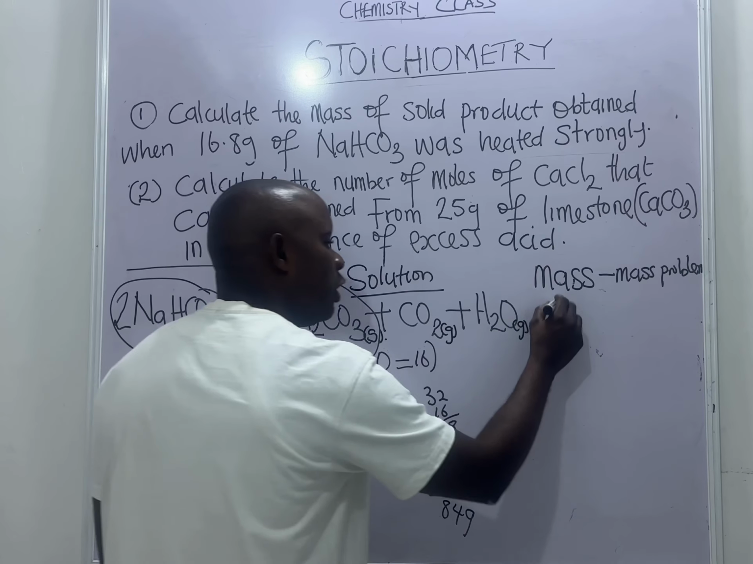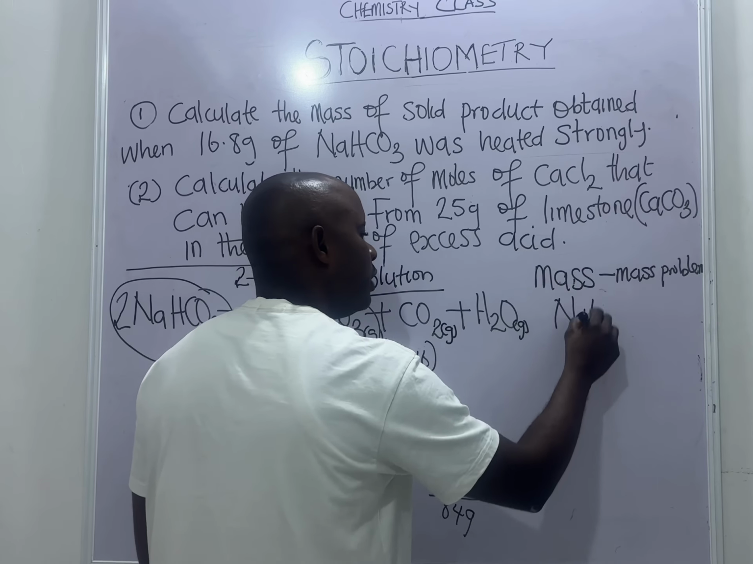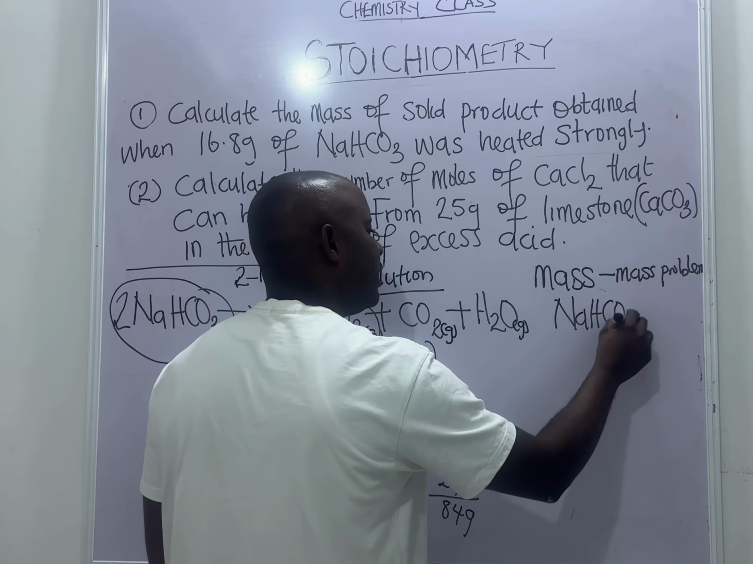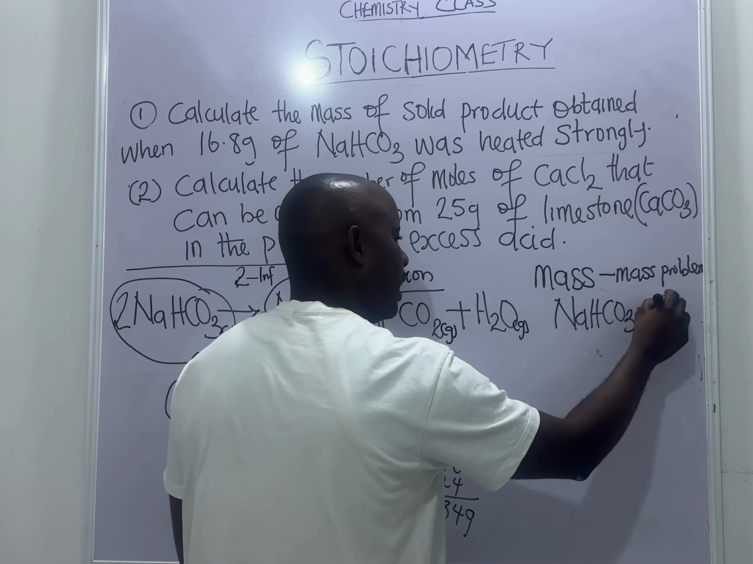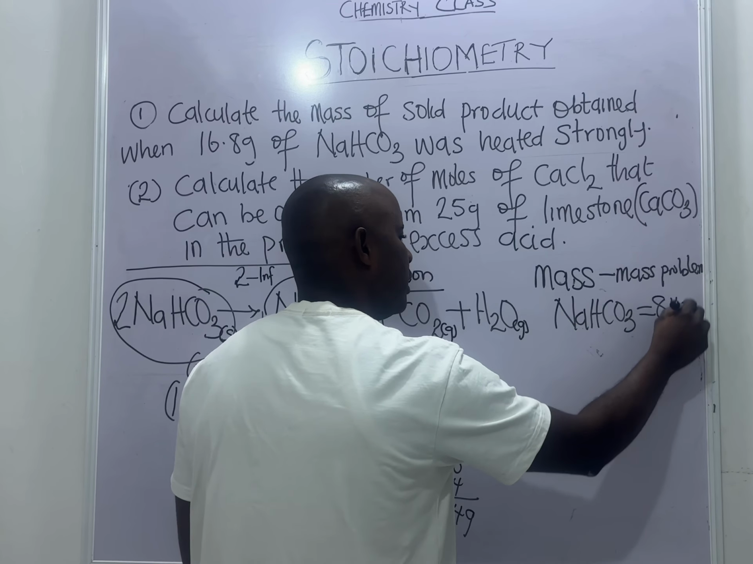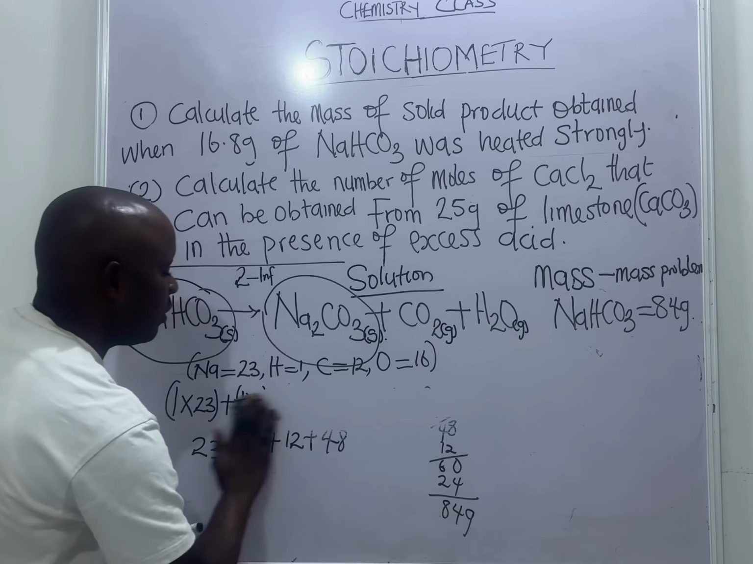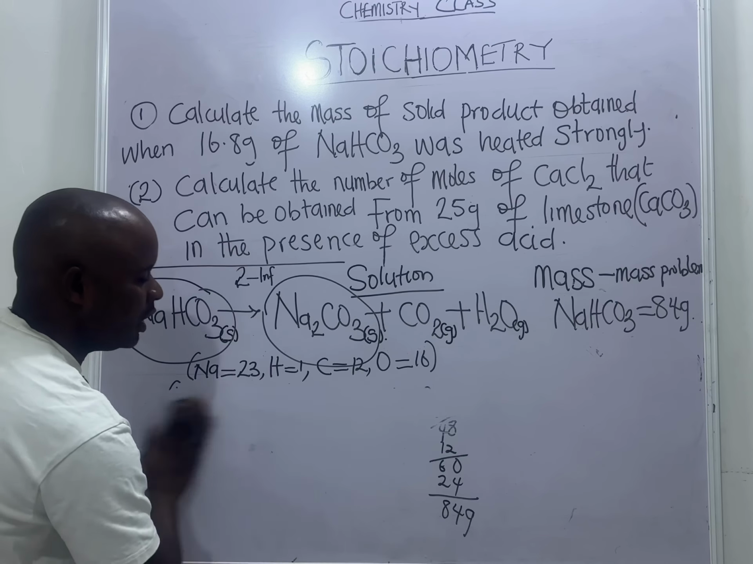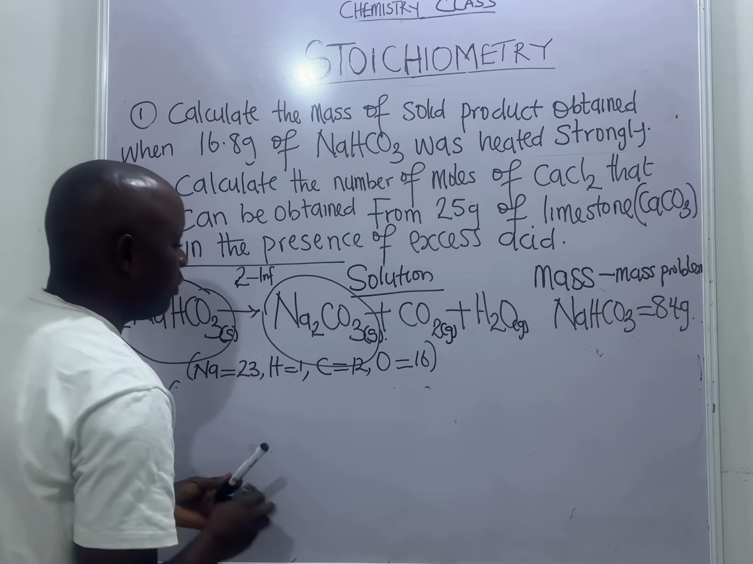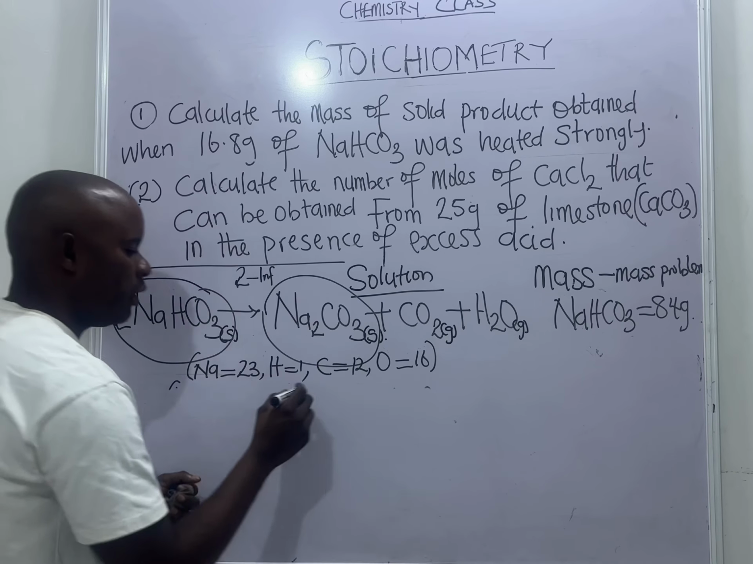We said sodium hydrogen trioxocarbonate. The molar mass is 84 gram. 84 gram of this. So we can look for the molar mass of the other compound that is mentioned in the question. So let's look for the molar mass of sodium carbonate.